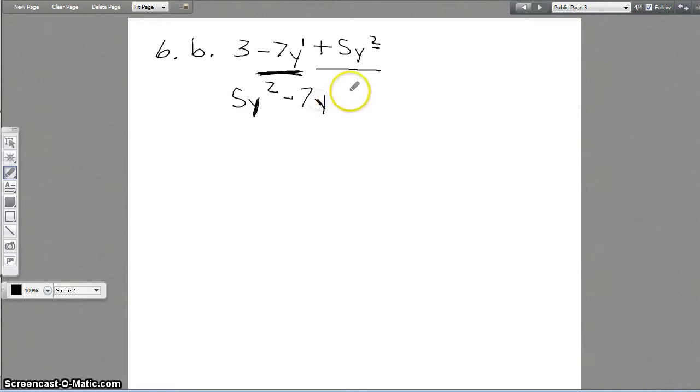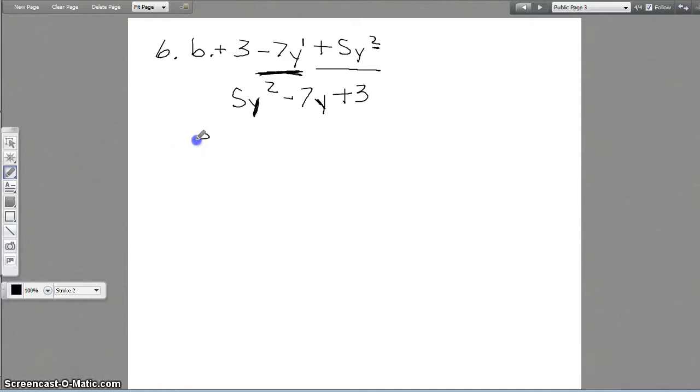And then what's left is our constant, the 3. There is no sign in front of it. When there's no sign, it's understood to be positive. So this is plus 3. So 5y squared minus 7y plus 3 is rewriting the polynomial in descending degrees, descending powers of the variable.